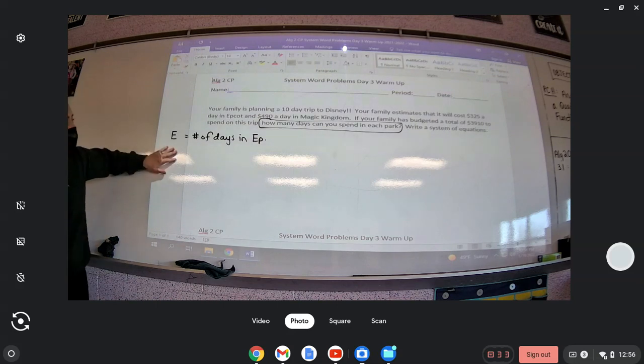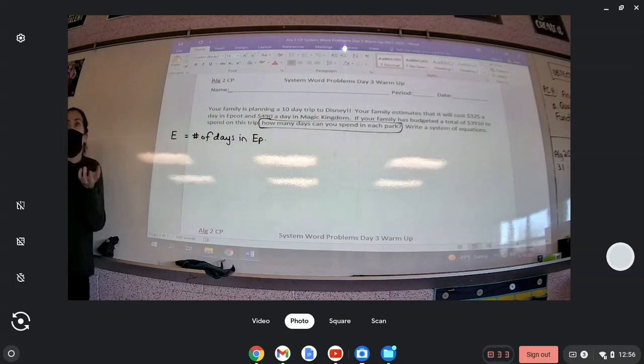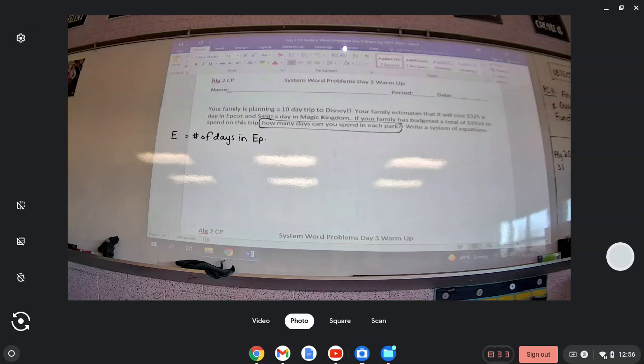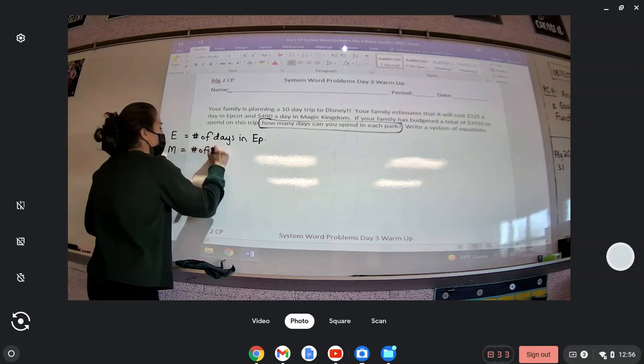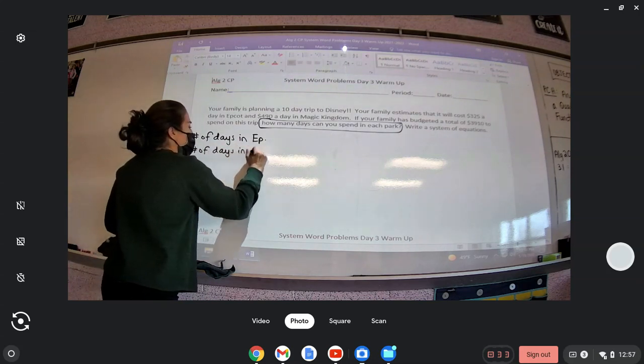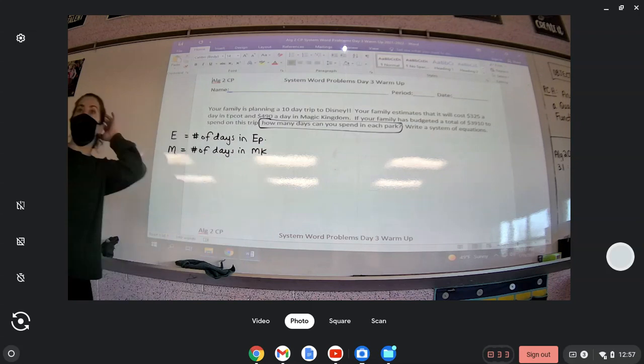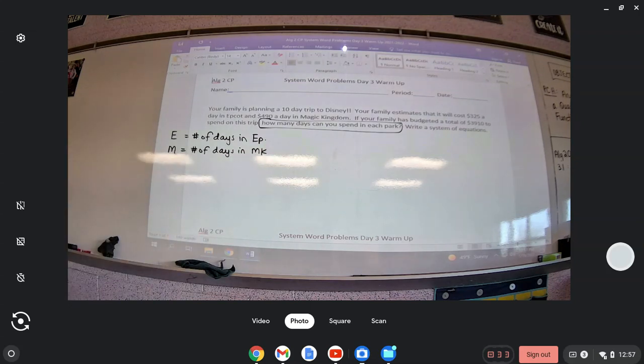All right? Well, the other park you're going to is Magic Kingdom. You got to find out how many days you can spend there. So what would be a good variable to represent the number of days you spend in Magic Kingdom? M. So M will equal the number of days in Magic Kingdom. Perfect. All right, let's write some equations. They've given you clues. They talked about how long you're going on this trip for, and then they talked about the amount of money you planned on spending.